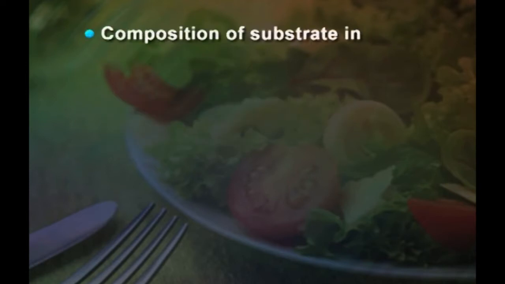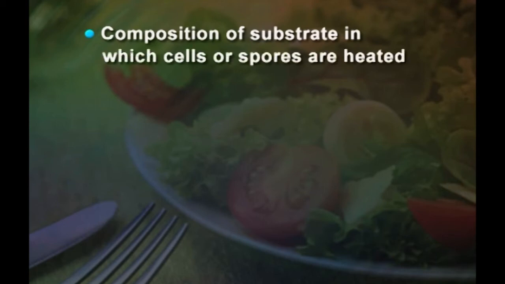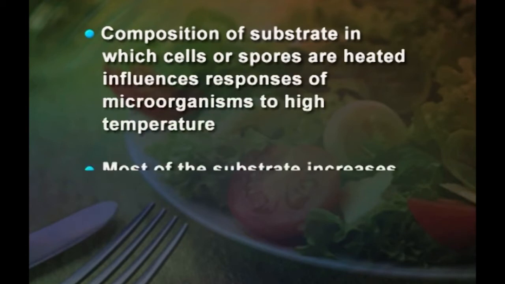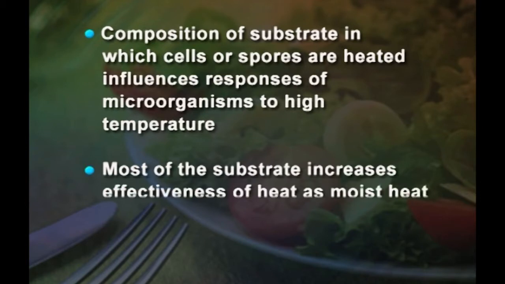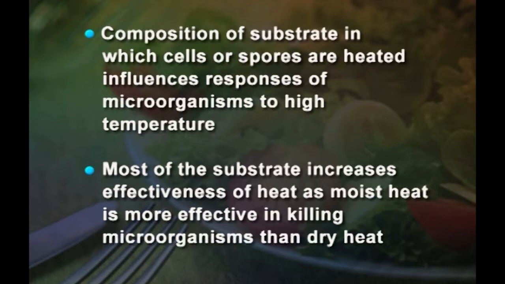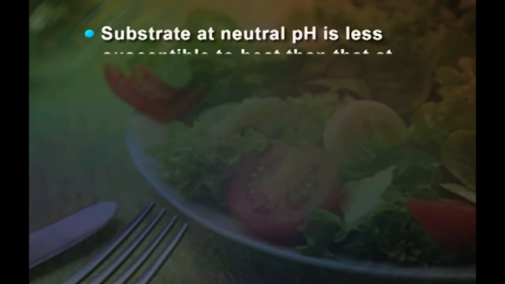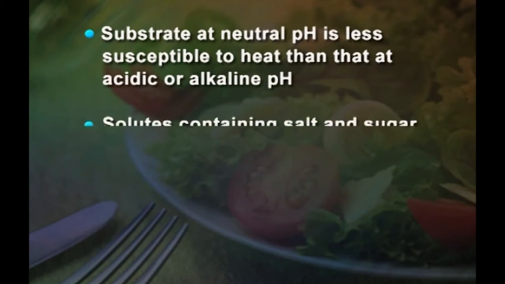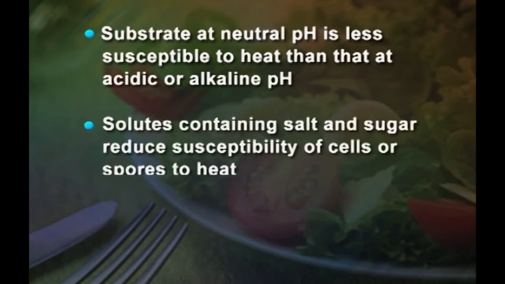Composition of the substrate in which cells or spores are heated influences responses of microorganisms to high temperature. Moisture in the substrate increases effectiveness of heat, as moist heat is more effective in killing microorganisms than dry heat. Substrate at neutral pH is less susceptible to heat than that at acidic or alkaline pH. Solutes containing salt and sugar reduce susceptibility of cells or spores to heat.